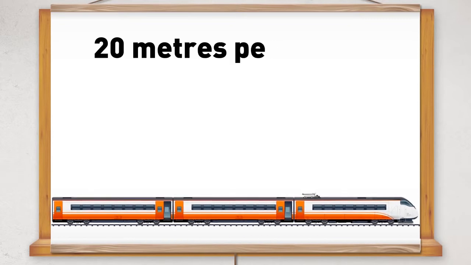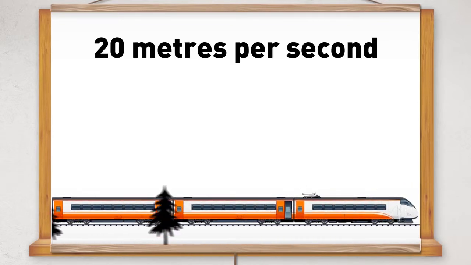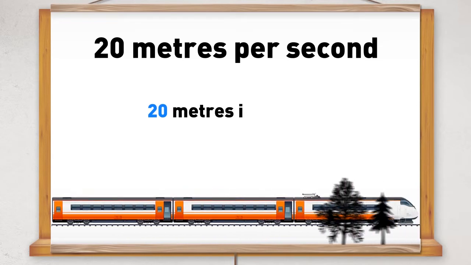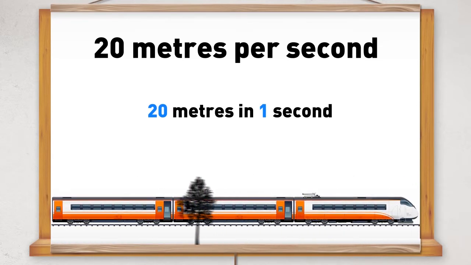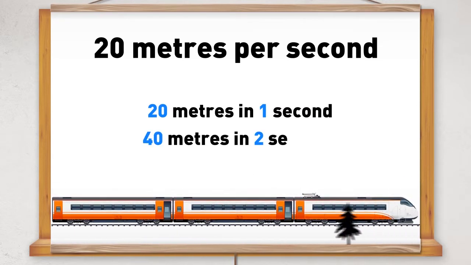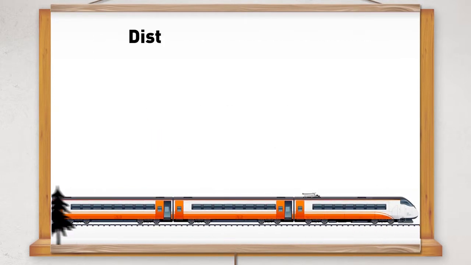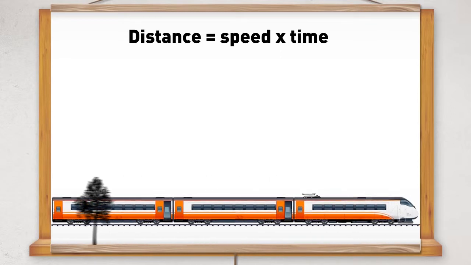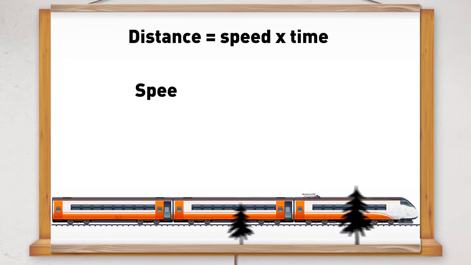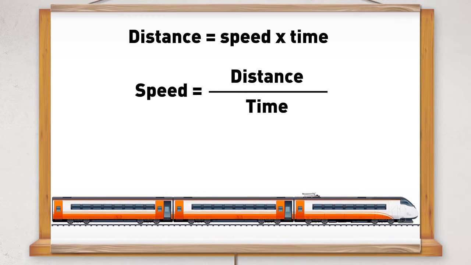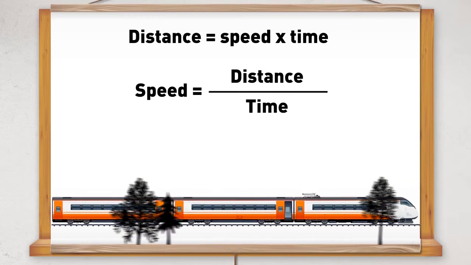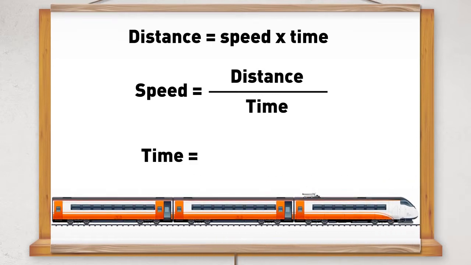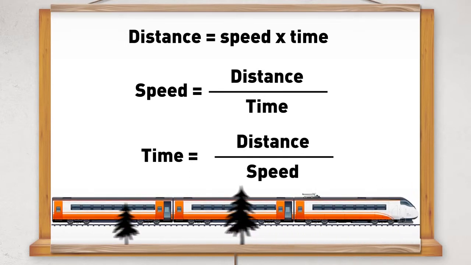When a train moves at a constant speed of 20 meters per second, it moves a distance of 20 meters in 1 second. In 2 seconds, the train moves 40 meters, and so on. The distance moved is equal to the speed multiplied by the time taken. To find the speed, we work out the distance divided by the time taken. If we want to find the time taken, we work out the distance divided by the speed.